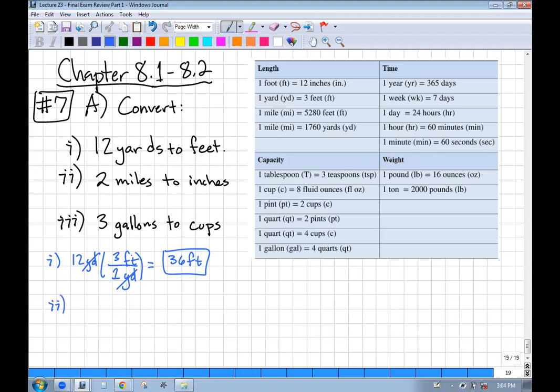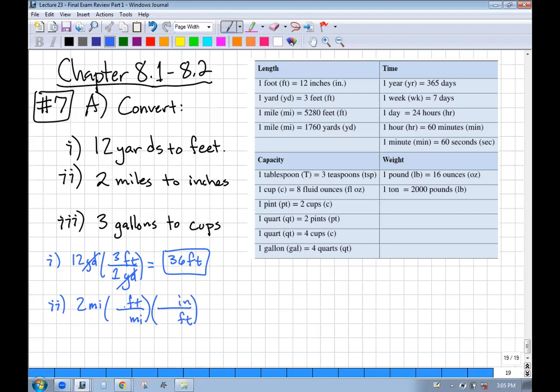Or 2 here, 2 miles to inches. All right, I have 2 miles. I want to multiply by the number 1. Let's see. I don't know how many inches are in a mile, but I know how many inches are in a foot, and I know how many feet are in a mile. So what I'm going to do is get rid of miles in favor of feet, and then get rid of feet in favor of inches.